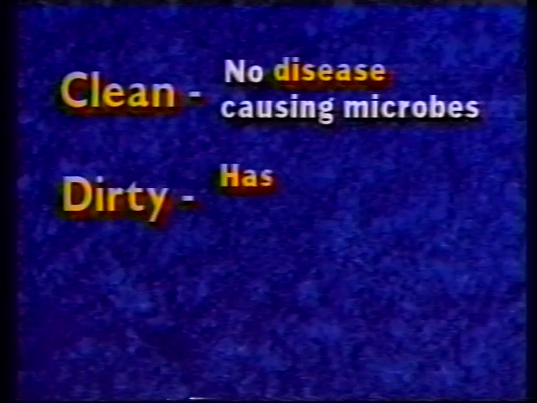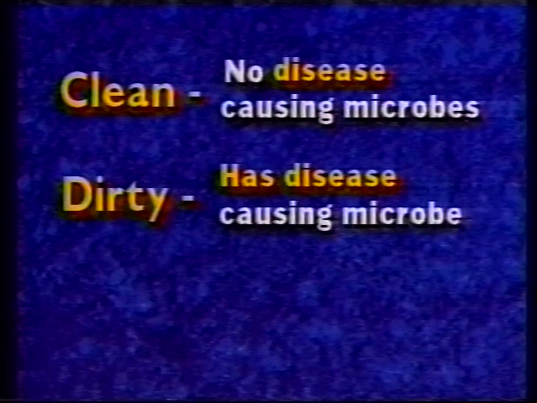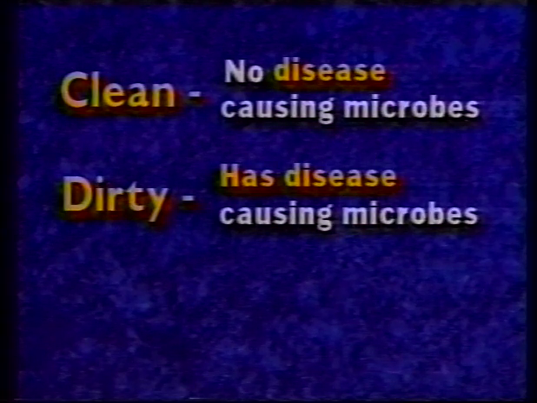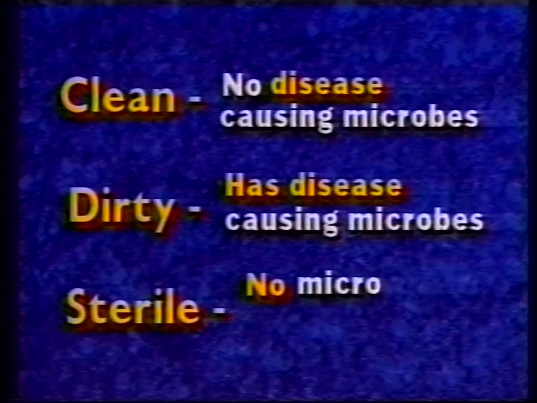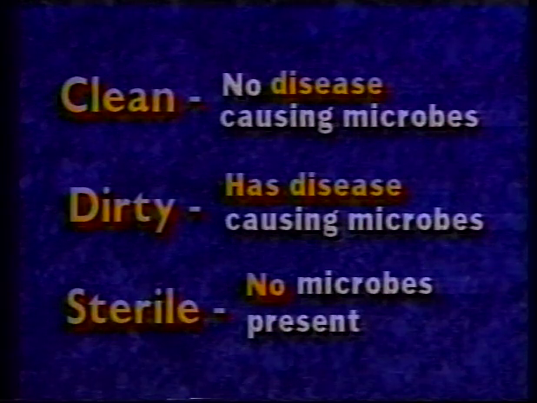If an item is dirty, it has disease-causing microbes on it. We know that disease-causing microbes are the ones that are the harmful ones, and therefore anything that we carry or handle that is dirty must now be treated as a very germ-laden or microbial hazard. We know that sterile refers to something that has no microbes at all on it. A sterile item has no good microbes or bad microbes. It is simply sterile with no microbes at all.